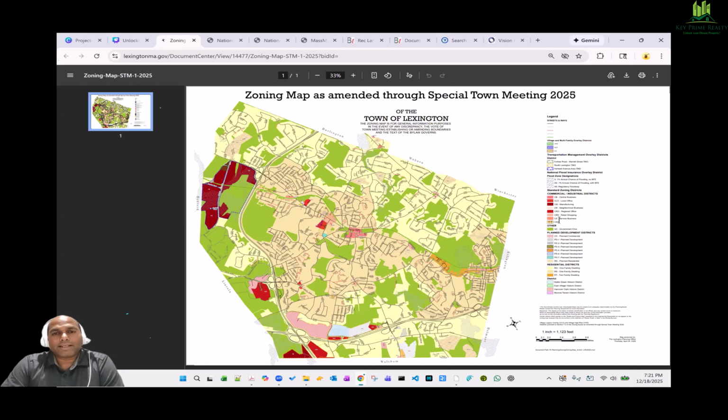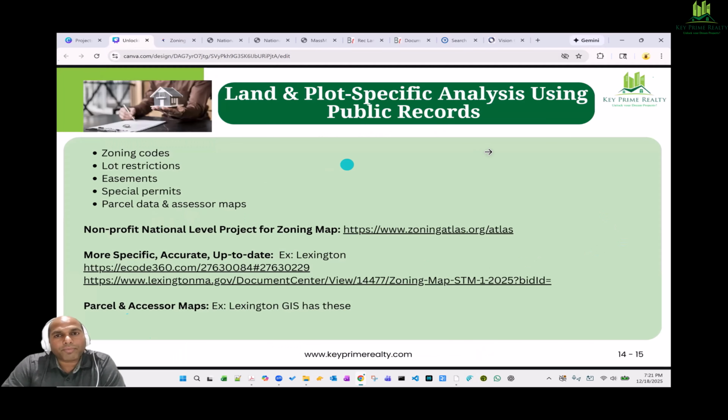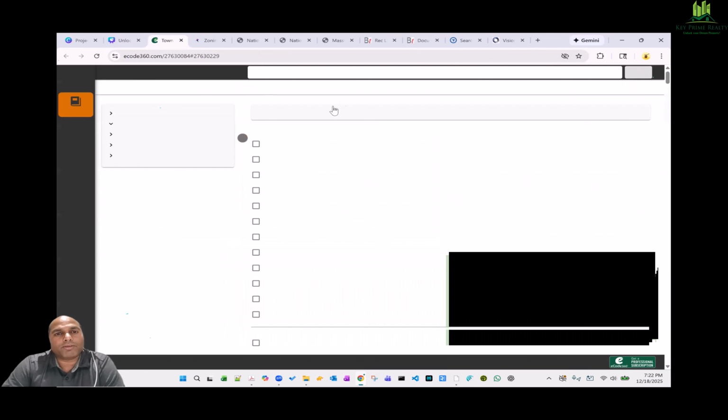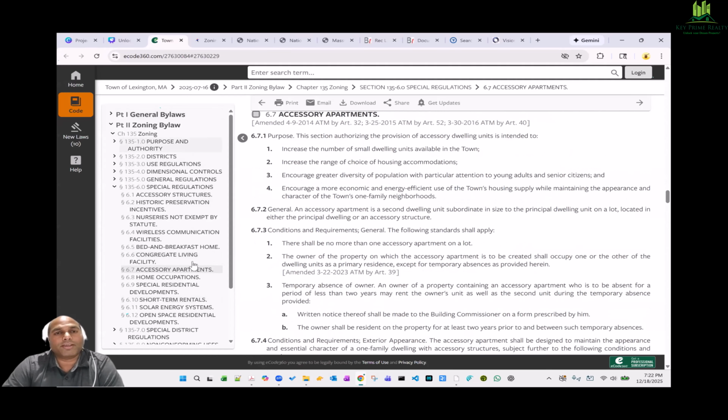Okay, so that's a 10,000 foot overview of a zoning ordinance. That's available on the town specific websites. And then eCode360. This is actually a pretty good website, with searchable terms and everything. Here you can go through the zoning ordinance and find out various restrictions: the setback rules, the site coverage rules, parking requirements, and various other requirements that are imposed by the zoning ordinance on developers.